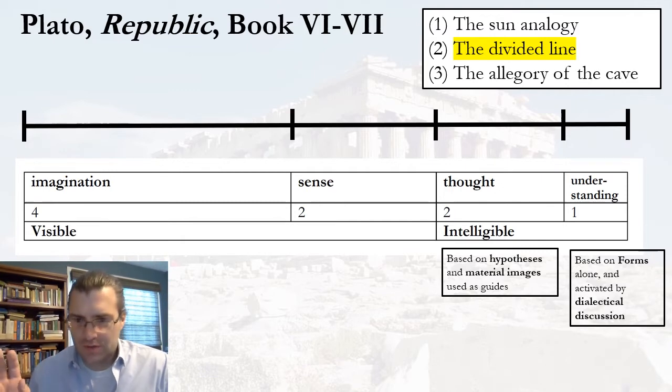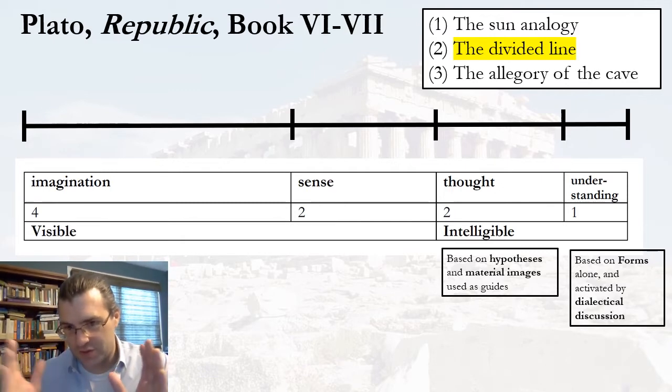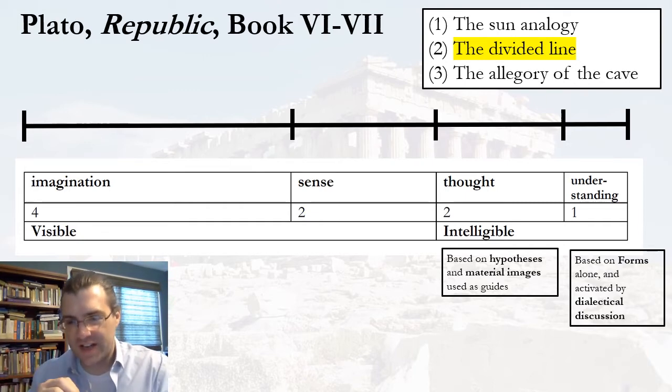The next portion of the line begins a big shift. There's a big division between the first 2 portions and the second 2 portions. The thought portion of the line begins the intelligible section, and the intelligible section is going to cover both thought and understanding. The thought portion is again the 3rd portion in the divided line.